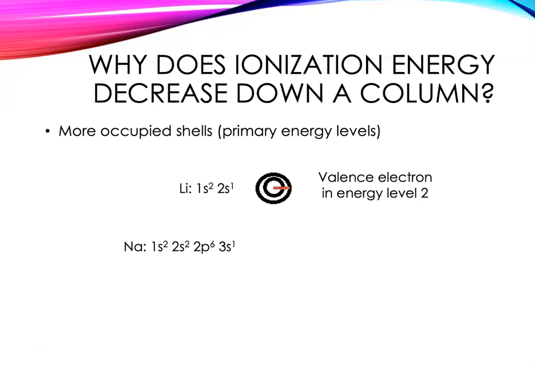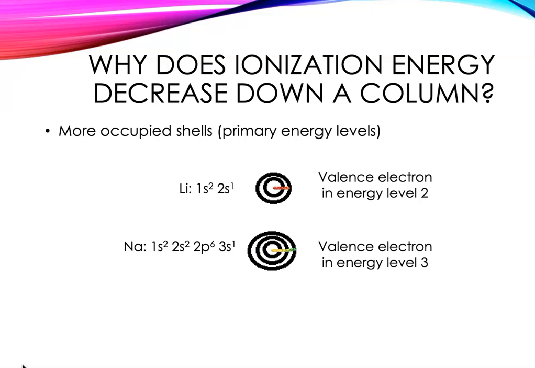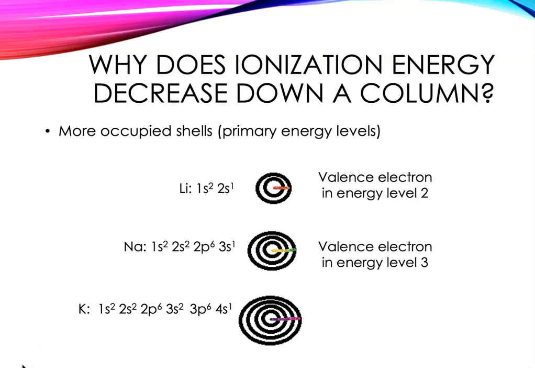If we think about sodium, its last electron is in energy level 3. So we have 3 shells that are occupied. So its valence electron is in energy level 3. And if we then look at potassium, its outermost electron is in energy level 4. And so the energy levels, of course, are inherently farther away from the nucleus as we add more energy levels. That really is the critical component to explaining this trend.